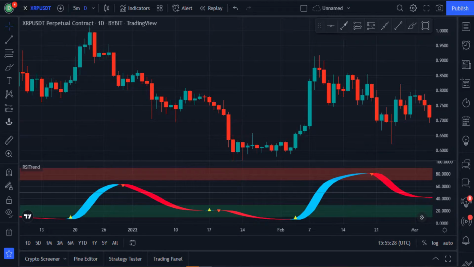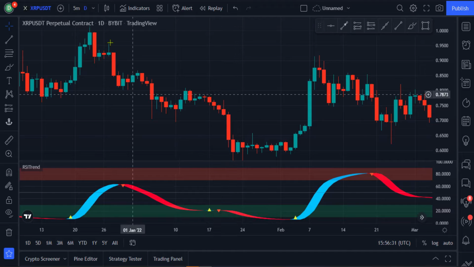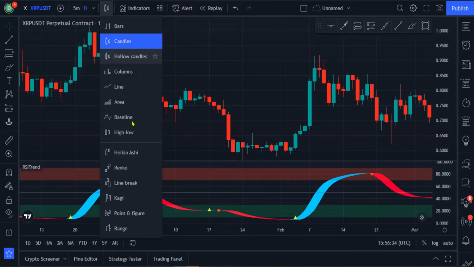Now, the indicator still has the RSI oversold and overbought price levels. This indicator works pretty well with Heikin Ashi. So go to this tab and change this candlestick chart to Heikin Ashi.